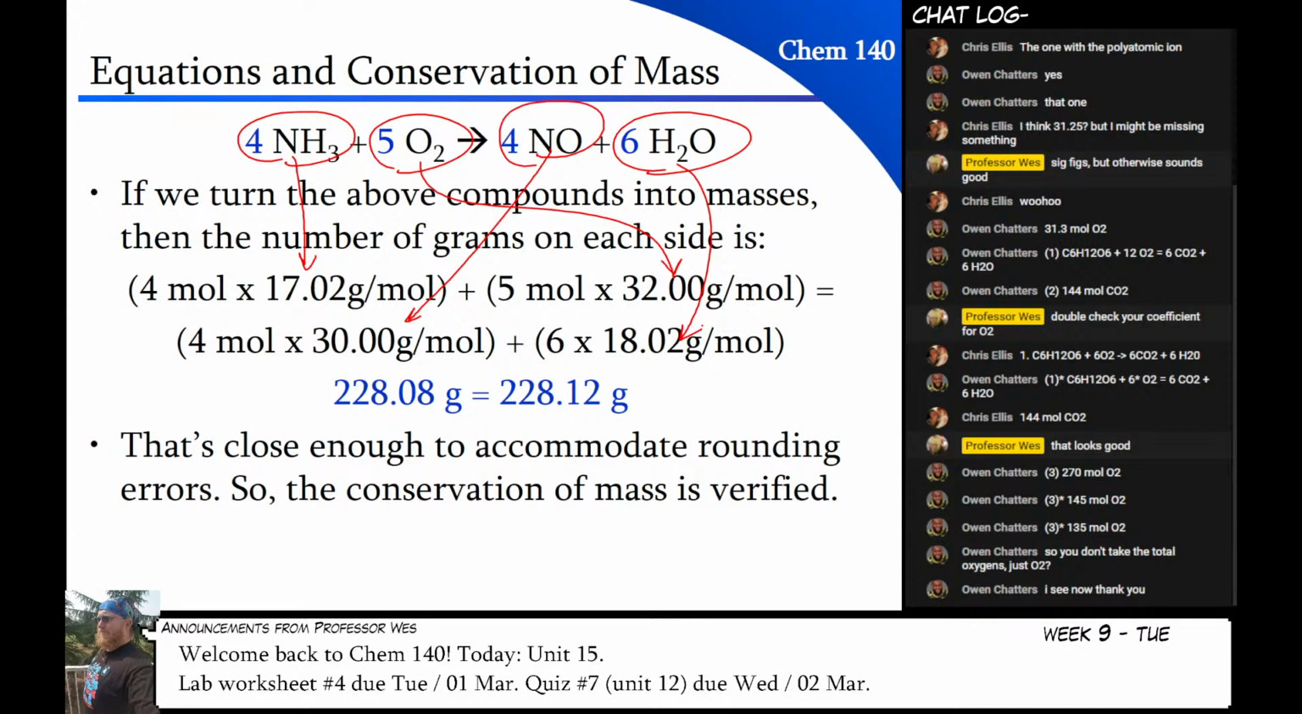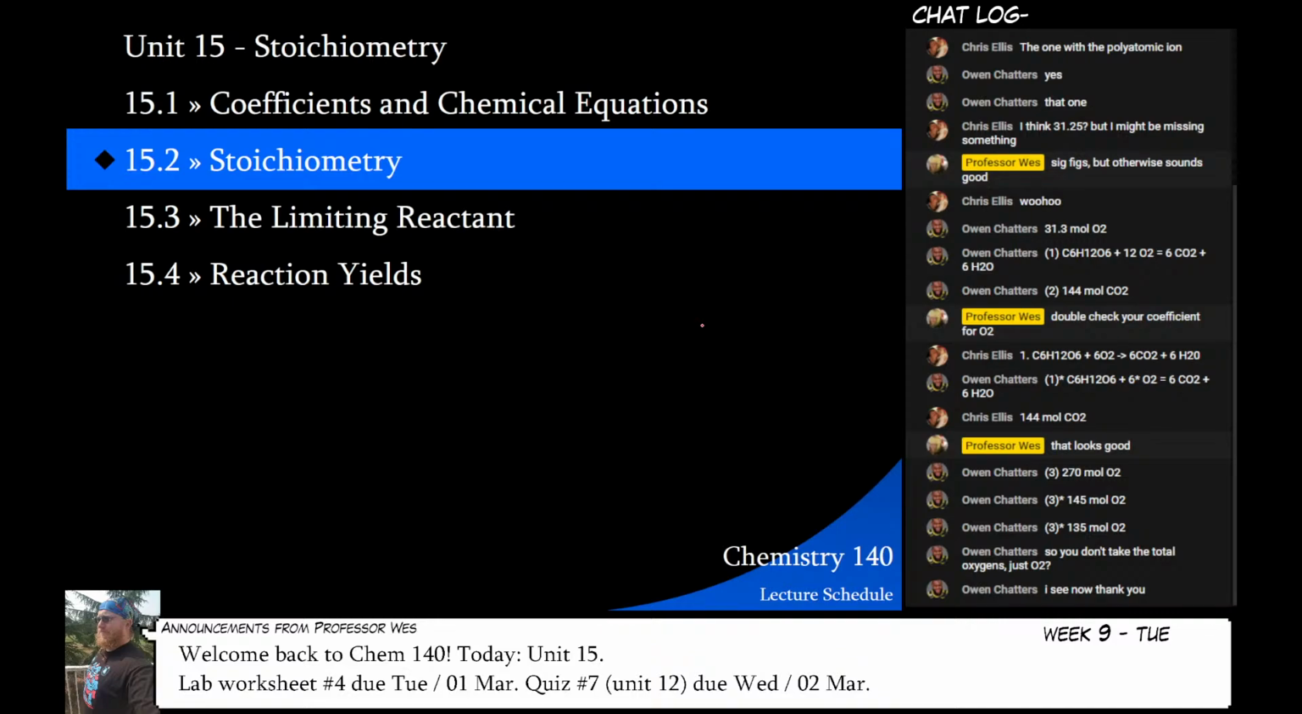So when we do these conversions from moles to grams, you can be assured that you aren't going to lose matter or get a weird result. It's all baked into how these equations function. So let's actually turn stuff into masses and do these calculations.